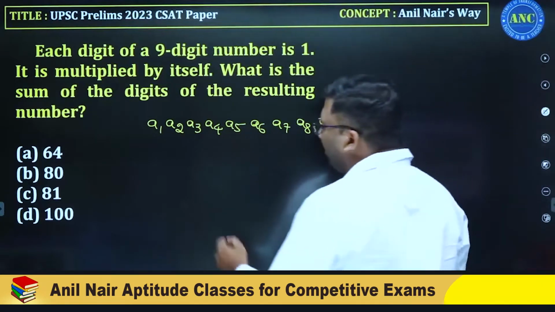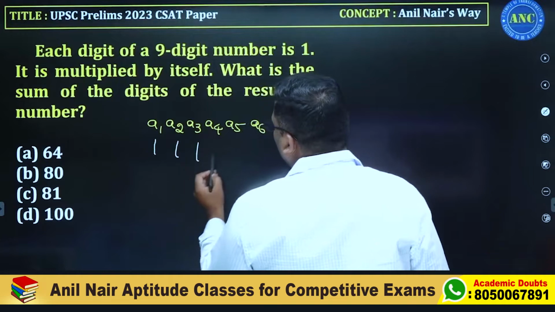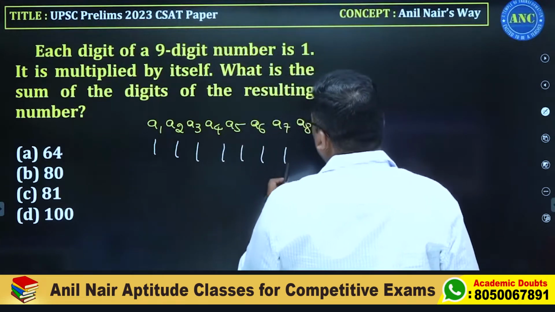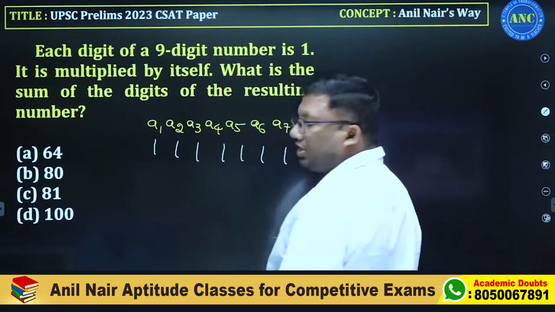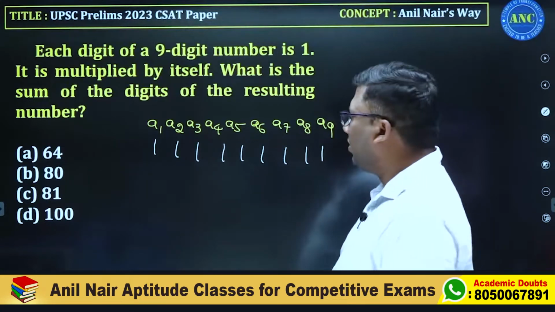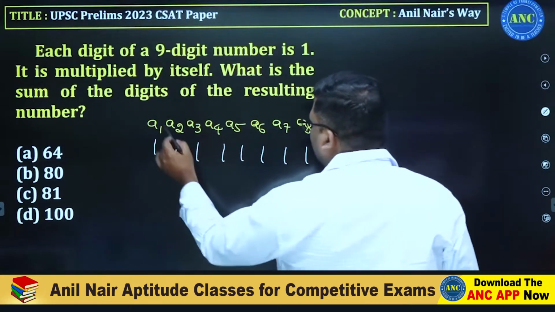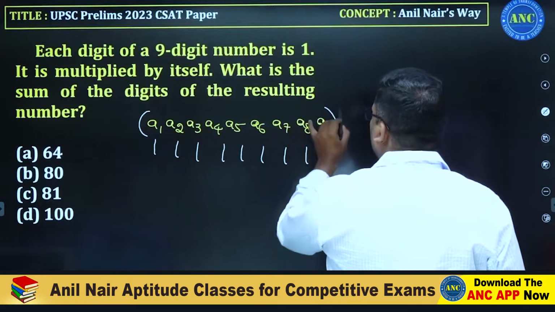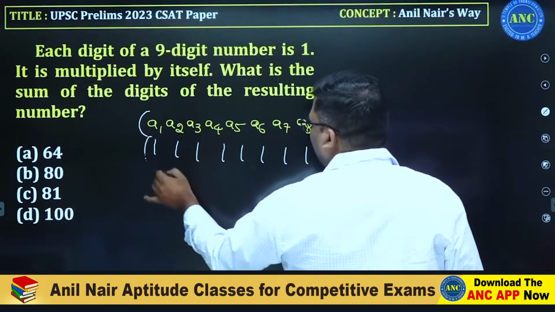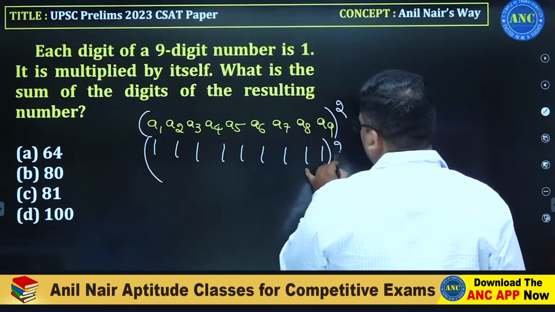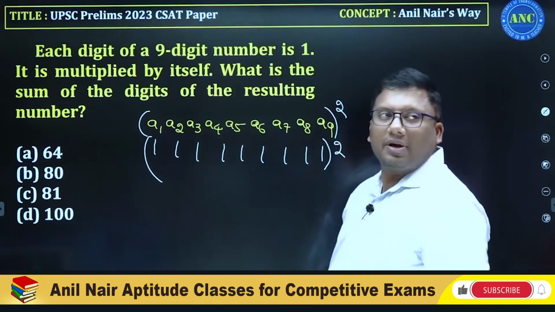Each digit is given as 1: 1, 1, 1, 1, 1, 1, 1, 1, 1. Each digit of the 9-digit number is 1. It is multiplied by itself. If a number is multiplied by itself, it will become a square.